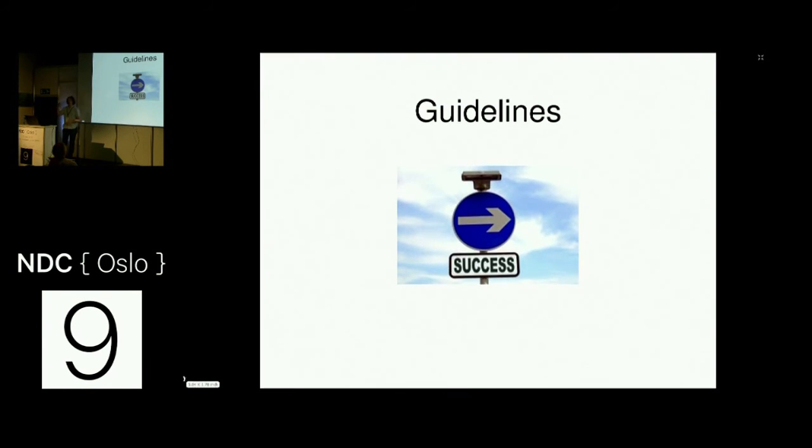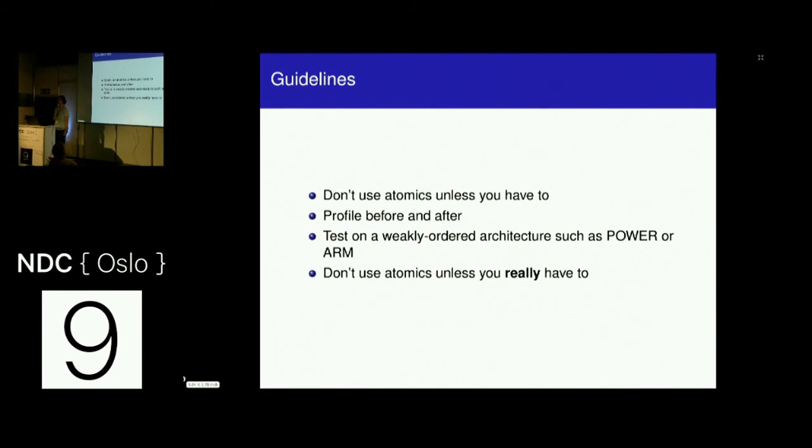Okay. So what guidelines can we pull from all this? First one I'd say is don't use atomics unless you have to. Profile your code before and after. Make sure that this really is a beneficial change that you're making. Firstly, is it the bottleneck of your code that you're actually wanting to update? If the data structure you're trying to update isn't actually the bottleneck, don't do that. Do something else. But if it is, then profile it before, profile it afterwards. Make sure you've actually improved things.